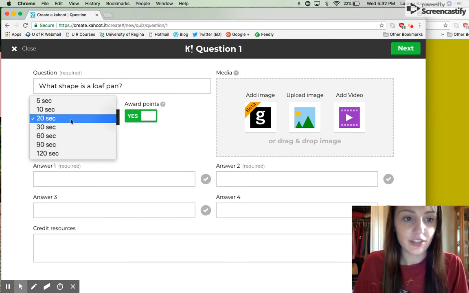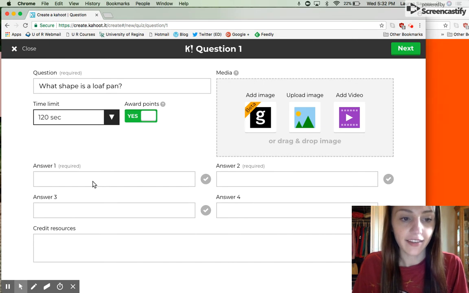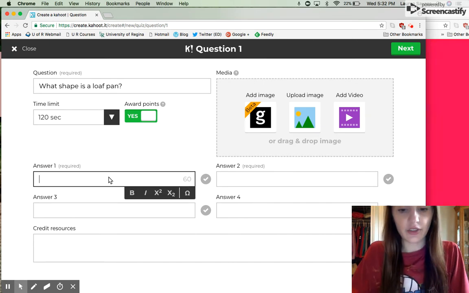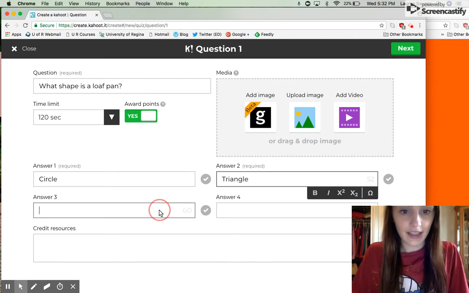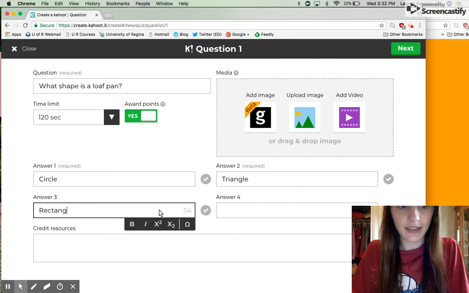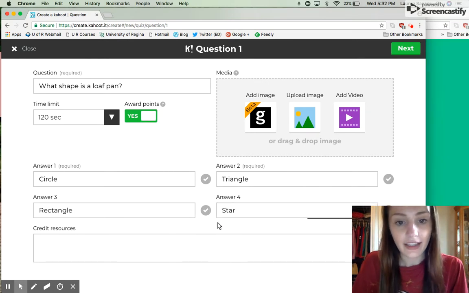Okay, so then you can pick how long they have to answer. So let's give them enough time. And these are your possible answers. So let's go circle, triangle, rectangle, or what's another shape? Star. Okay, and so the answer to the question is rectangle.